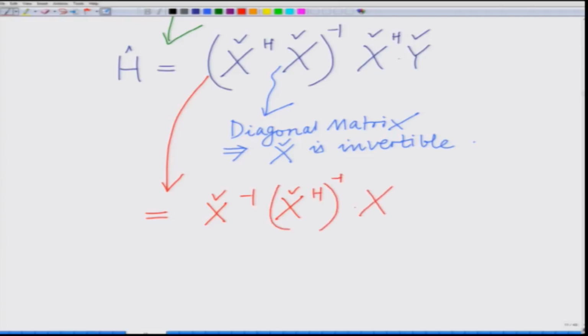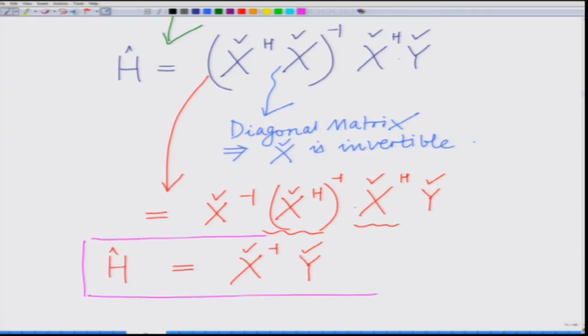Inverse times x check Hermitian times y check, x check Hermitian inverse times x check Hermitian, this is identity. So, this basically becomes your x check Hermitian. So, your h hat basically is, in fact, this x check inverse times y. So, that is the estimate of the channel coefficient.